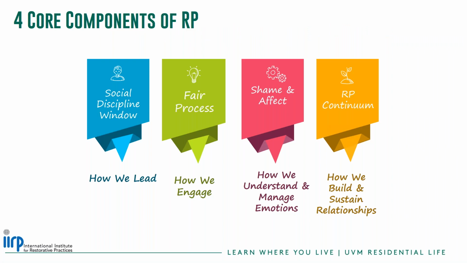So when we think about the four core components of restorative practices, we think about the social discipline window, which is how we lead and put into practice our leadership, our supervision, our authority. Fair process is thinking about how we engage others, especially in decision-making processes. Understanding shame and affect is thinking about how we understand and manage our emotions, as well as understand and manage the emotions of others. And the restorative practices continuum: how do we build and sustain relationships? In some ways, and I'll talk a little bit about this later, I think of the RP continuum as a vehicle that drives the other components of RP.